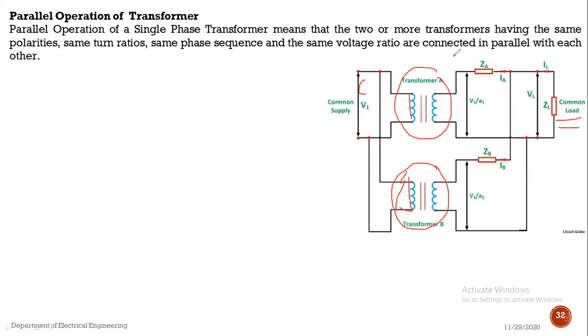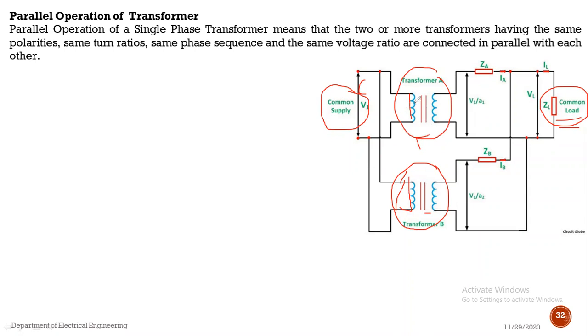Okay, the primary of both transformers, if there are two or more than two, the primary of all the transformers is connected to a common supply, and the secondary of all these transformers is connected to a common load. Then we can call these two transformers, transformer A and transformer B, operating in parallel.